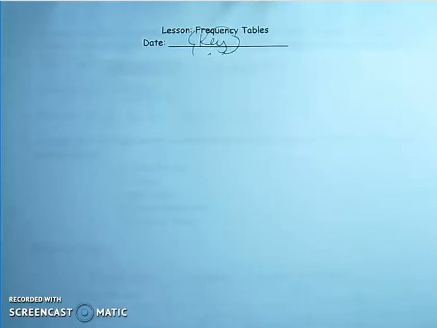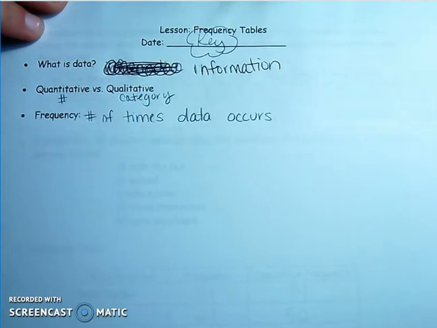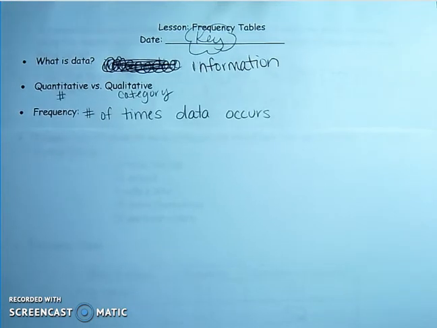Okay, so today we're going to talk about frequency tables. Before we do that, let's get down a couple definitions. First, what is data? Data is just information that we collect. There are two types of data: quantitative and qualitative. Quantitative is numbers. Qualitative is like a category.